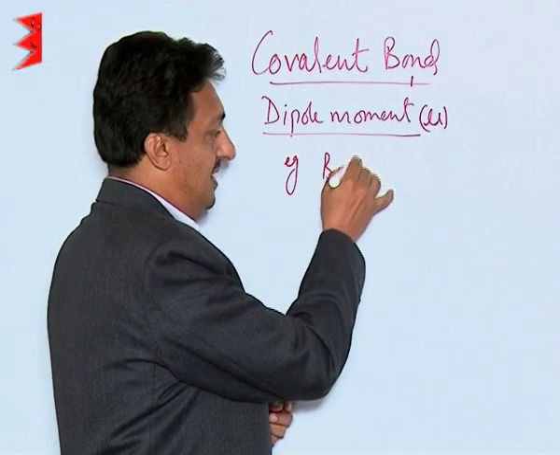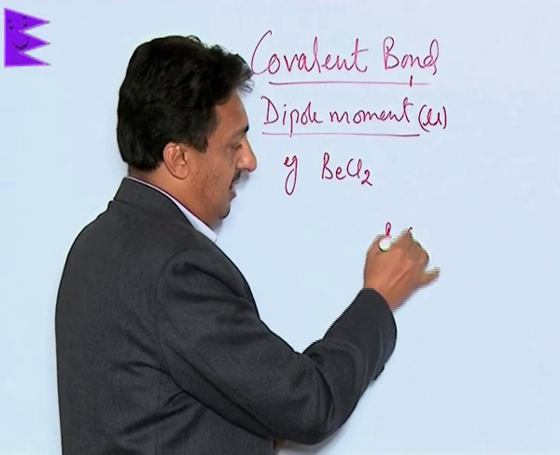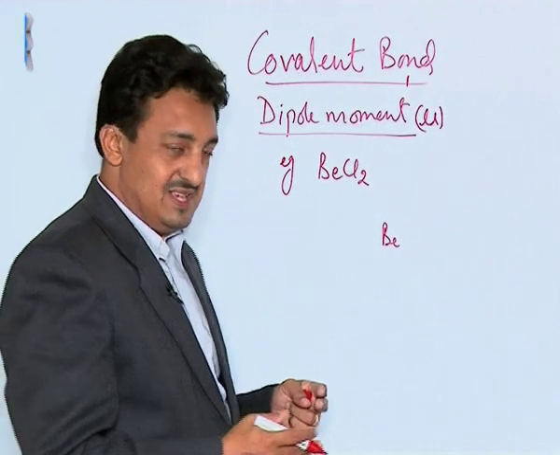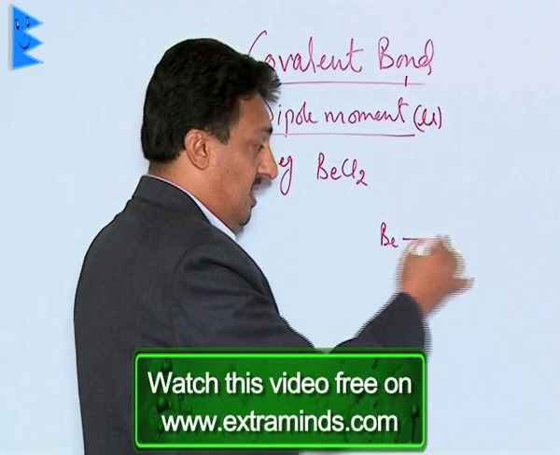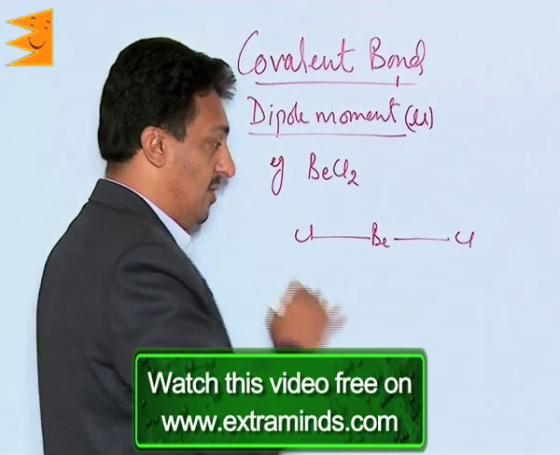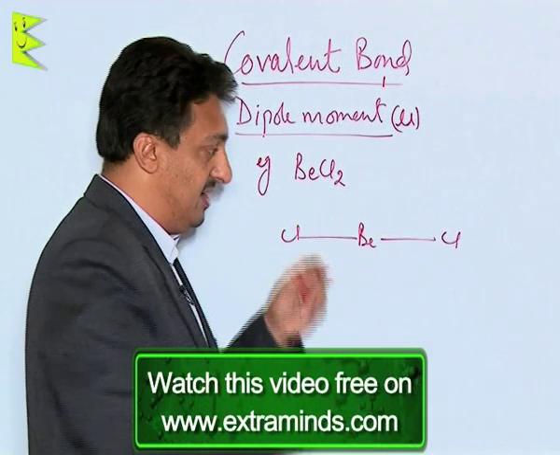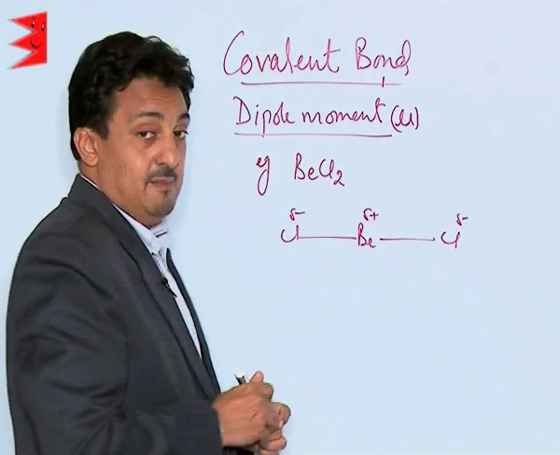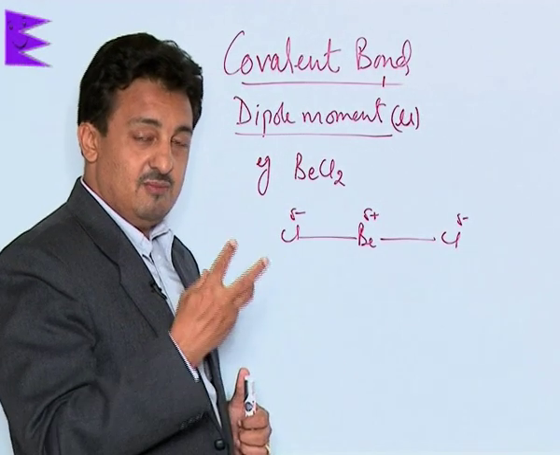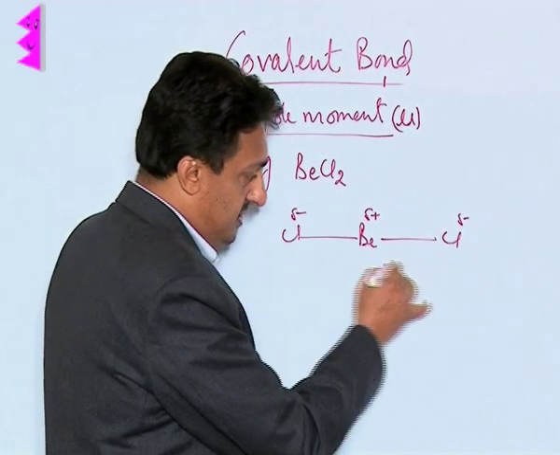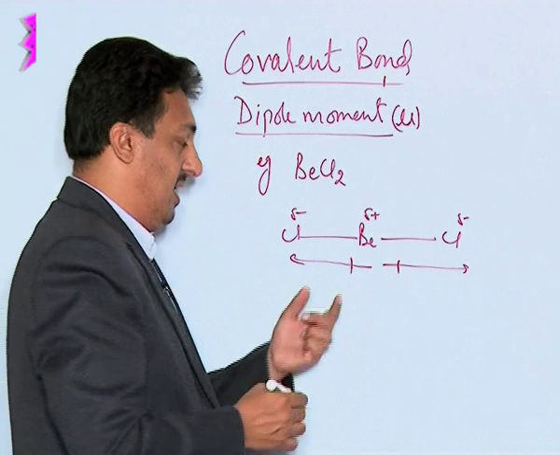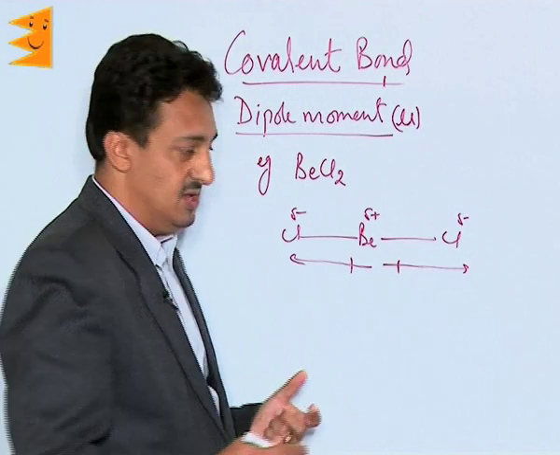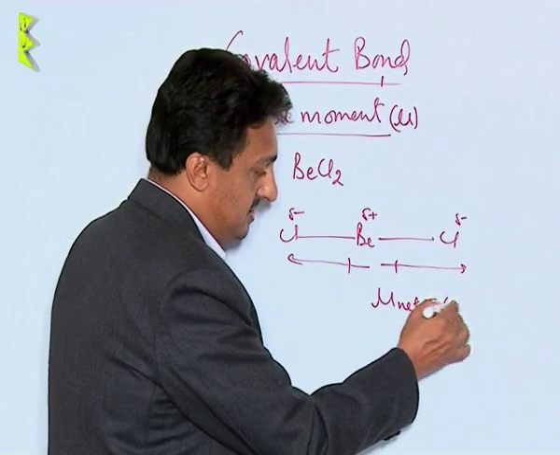Let us now take the examples. Let us take the example of beryllium chloride. Beryllium and chlorine, a heteroatomic species. If we take an individual bond, definitely chlorine will have a partial negative charge, and beryllium will have a positive charge. But since the geometry of the molecule is linear, the dipole moment of this bond and the dipole moment of this bond are exactly opposite in direction. Their magnitude is the same, but they are opposite in direction. So the net dipole moment will be 0.